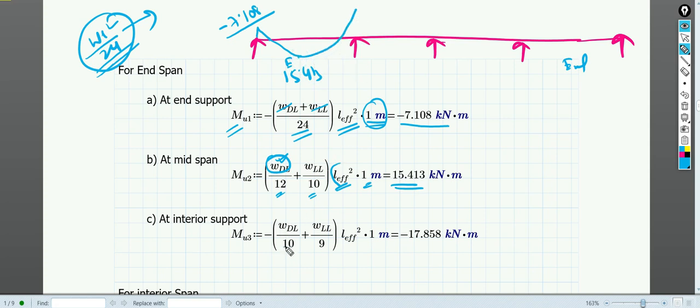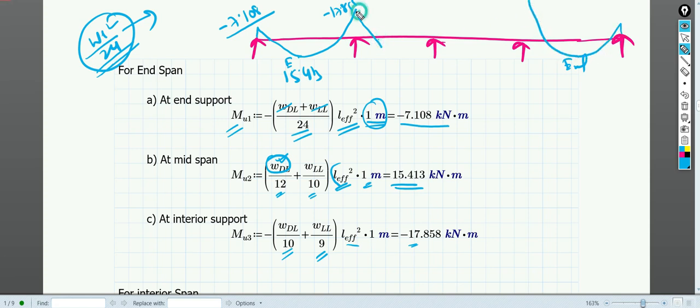Then it will go up. At the point next to the end support, we have minus, dead load by 10, live load by 9, into L effective square, which is minus 17.858. So here it is minus 17.858. Then it will again go down. It is similar on this side also, because it is also an end span, similar.